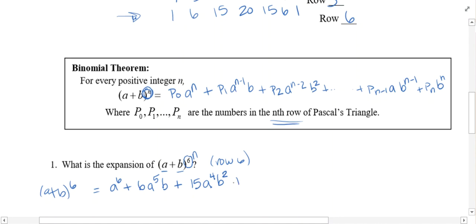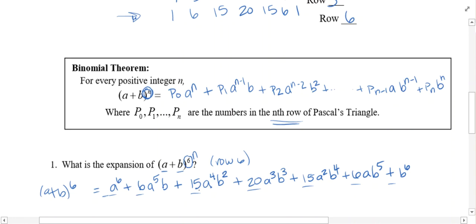Okay, next one. Coefficient is 20, a to the 3rd, b to the 3rd, plus 15, a squared, b to the 4th, plus 6, a, b to the 5th, that's a 1, oops, b to the 6th. Okay, so these coefficients, 1, 6, 15, 20, 15, 6, 1, those are straight from our row 6.